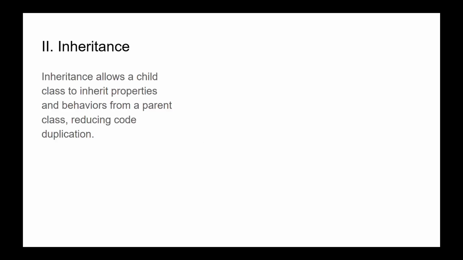Next one is inheritance. Inheritance is mainly a parent and child relationship, where the child can access the parent properties and also behaviors, like members and methods from the parent class. Here the child class inherits properties and behaviors from the parent class. This will reduce the code duplication of writing the same methods within the child. This issue will be resolved.